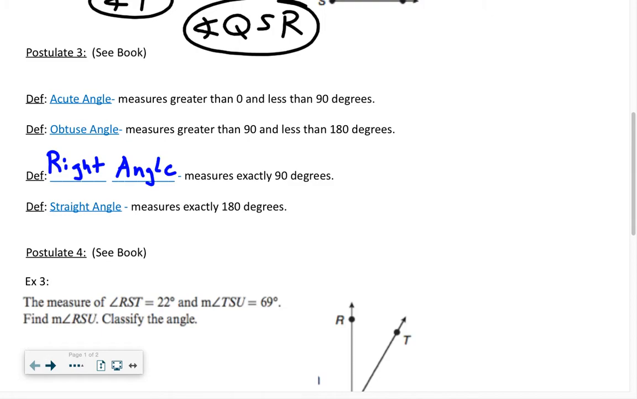Next is postulate 4. That one is also in your book. The angle addition postulate.